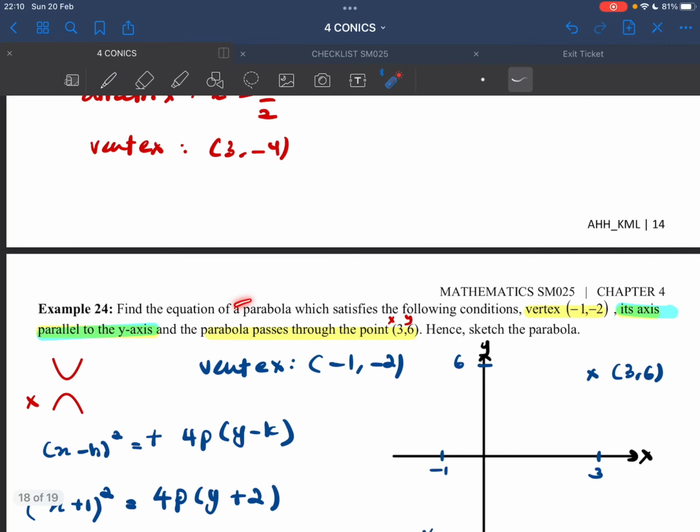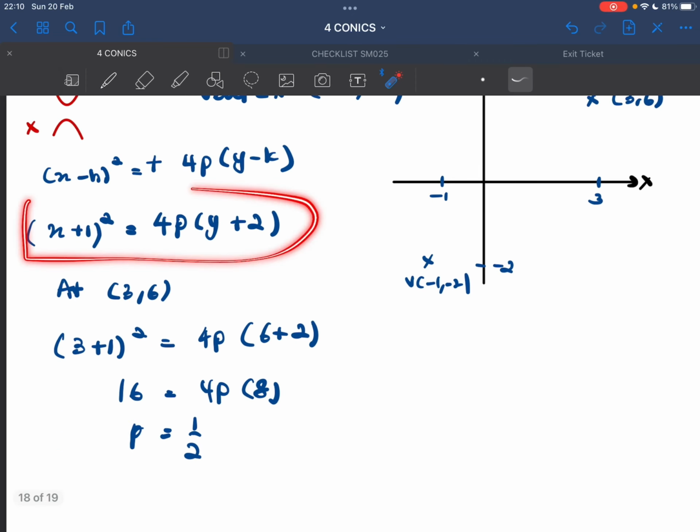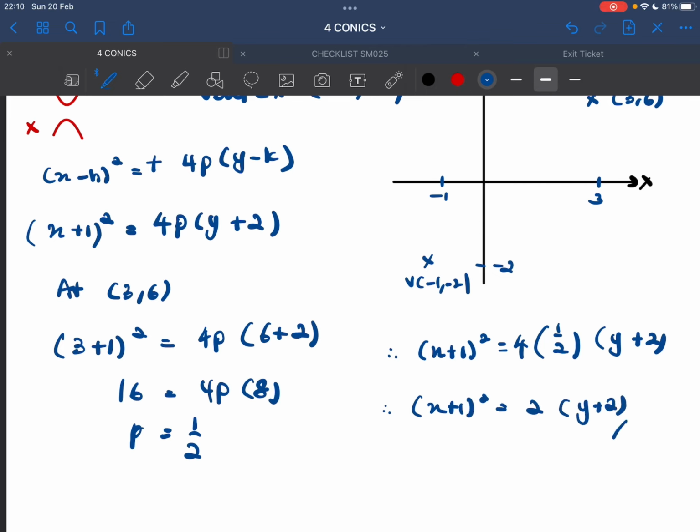So to answer the first question, find the equation of the parabola, just substitute everything into the standard equation. So we have (x plus 1) squared equals to 4, the value of p is 1 over 2, (y plus 2). So here we have (x plus 1) squared equals to 2(y plus 2).